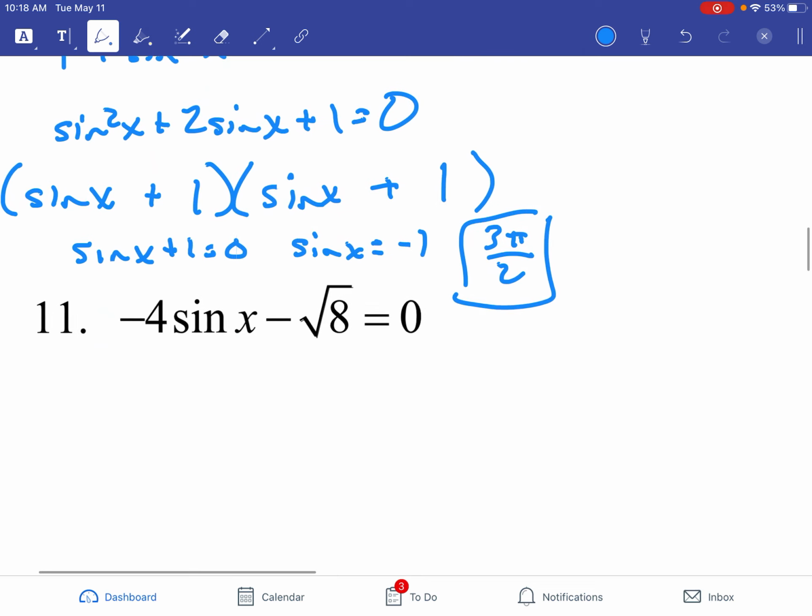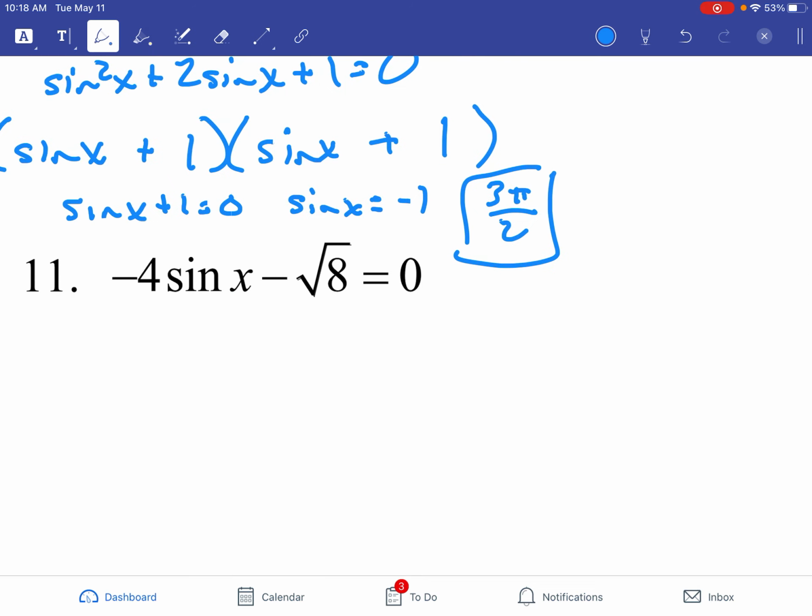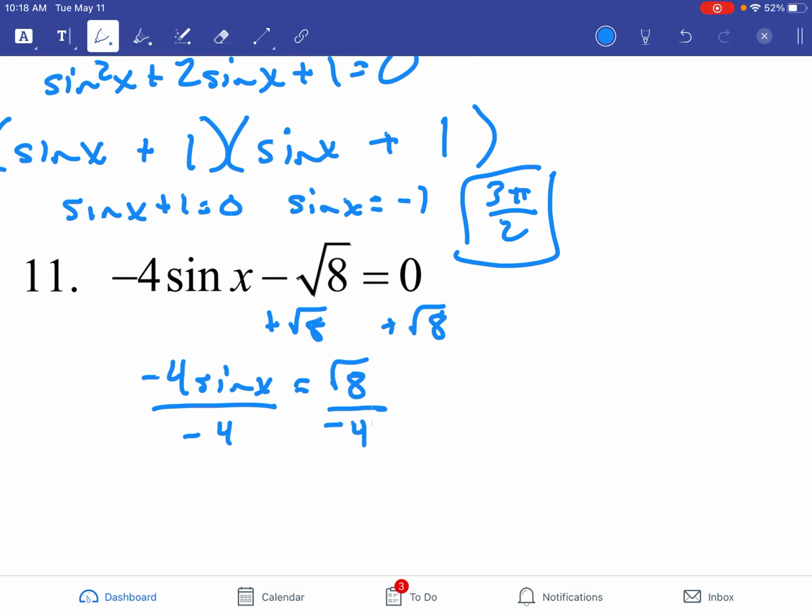Number 11. I'm going to add square root of 8 to the other side. So we have negative 4 sine of x equals square root of 8. We divide both sides by negative 4. So I have sine of x equals negative square root of 8 over 4.